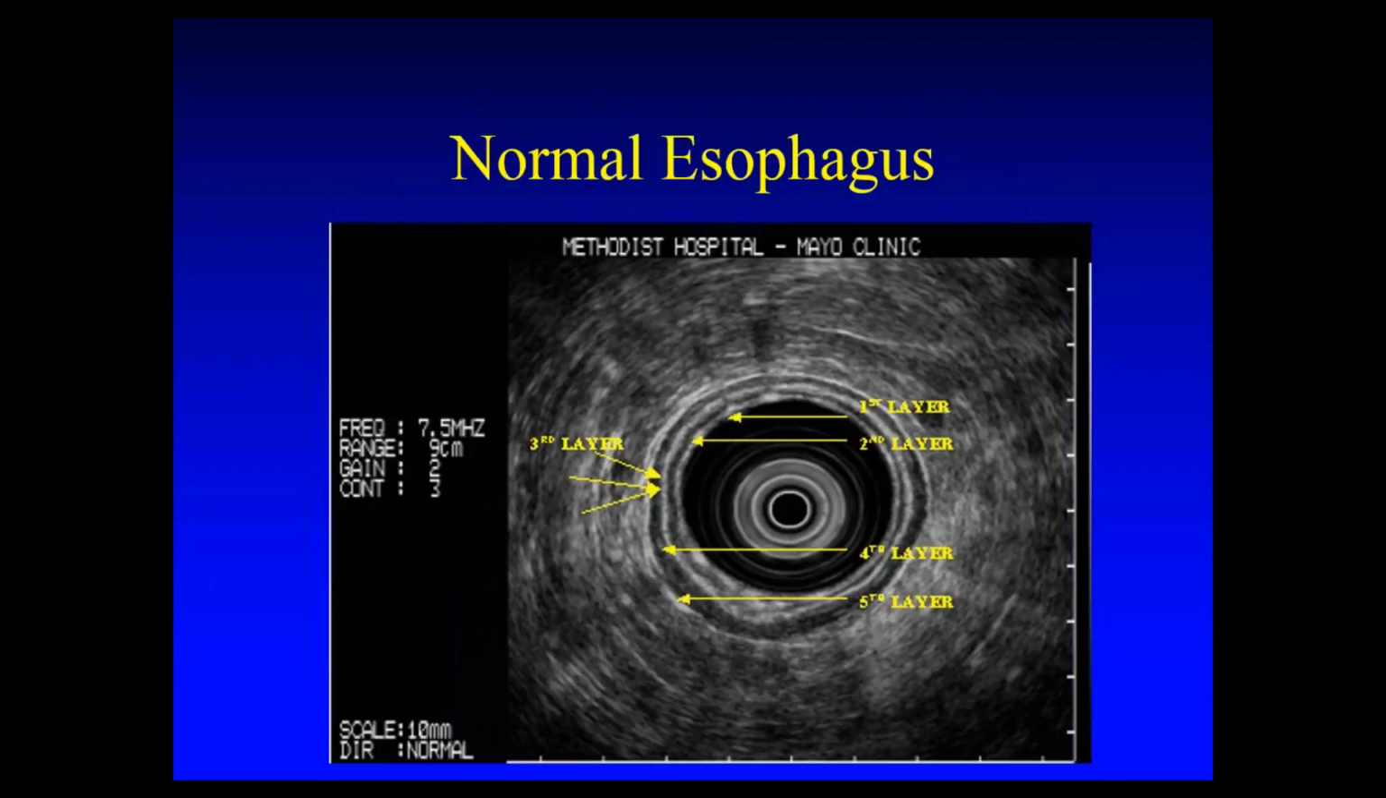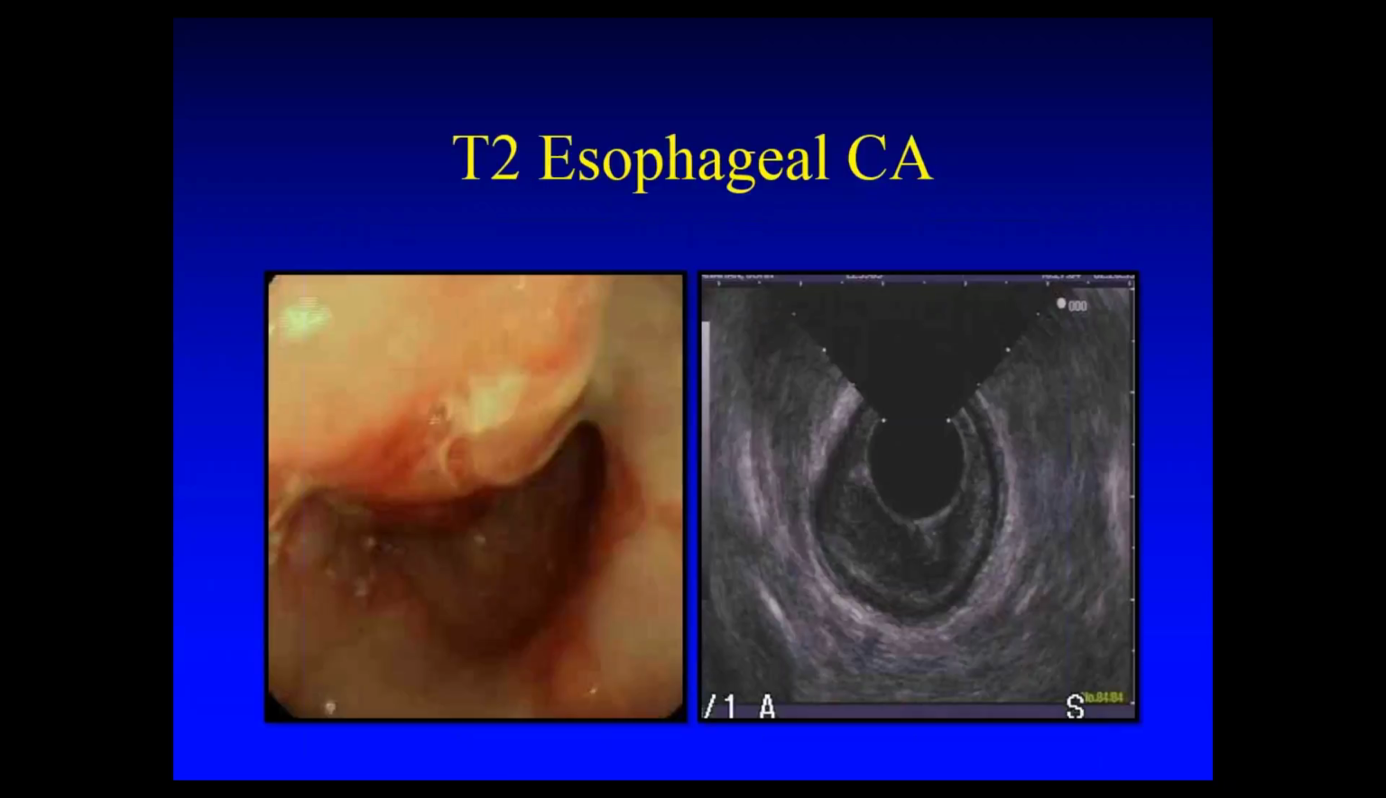Another picture of an example of an EUS examination in the esophagus. You can see that all 5 layers are clearly seen. For cancer staging, on the left, you can see that there is a mass in the mid-esophagus. On the right, you can see that the mass is invading into the muscularis propria layer, but not through it. So this would be an example of a T2 lesion.